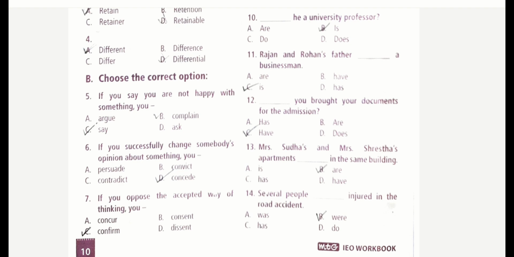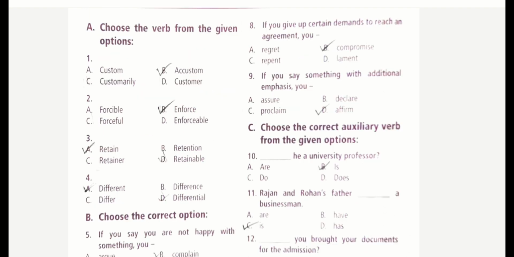So what is the correct answer here? The correct answer is dissent. Okay, here I have marked confirm. So that is incorrect. The correct answer is dissent. Question number 8 is, if you give up certain demands to reach an agreement. So what we are doing here, when we give up certain demands and we agree to something, we are compromising. Okay, so the correct answer is compromise.